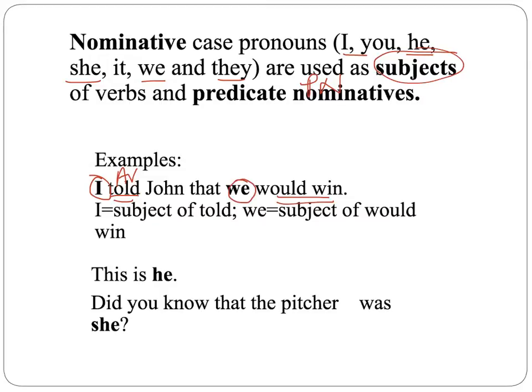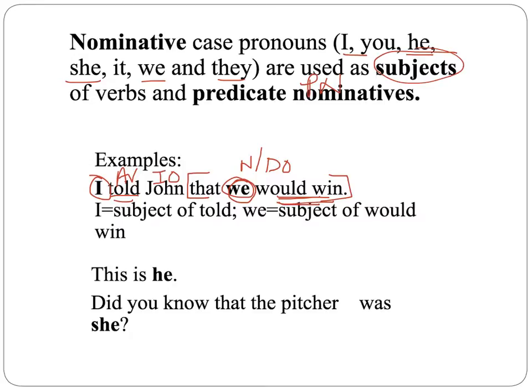Let's take a closer look at what's going on in a sentence with two verbs. That we would win is what is called a subordinate clause. Told is an action verb. Told what? That we would win. This is a noun clause acting as the direct object. To whom did I tell that we would win? John. That is the indirect object. The whole clause is acting as the direct object, but within that clause, the verb needs its subject.